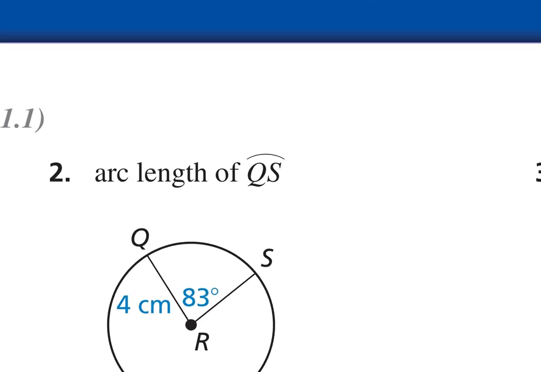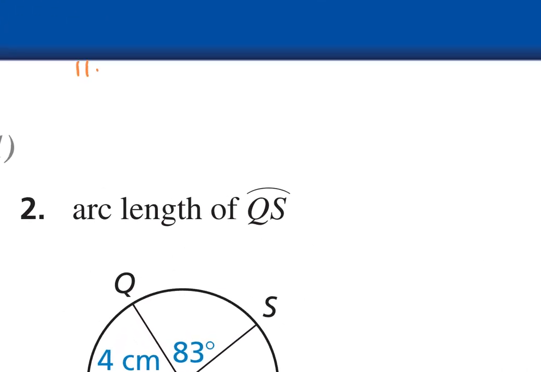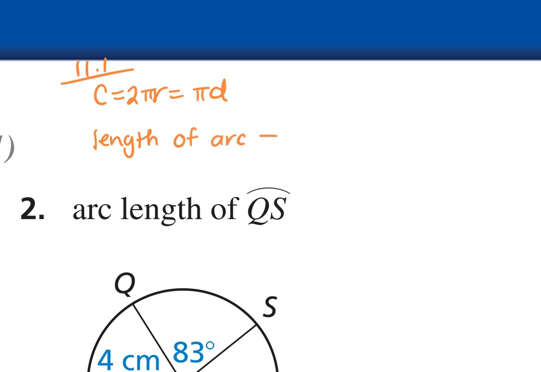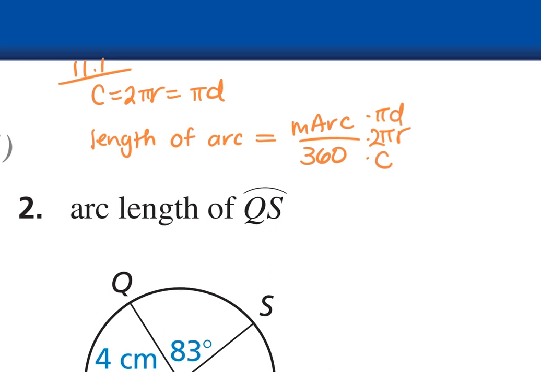What you need to know for these two from 11.1 was the circumference, 2 pi r, or pi d. And then the length of the arc equals the measure of the arc over 360 times pi r, or 2 pi r, or times pi d, or times circumference. You can use any one of those three.